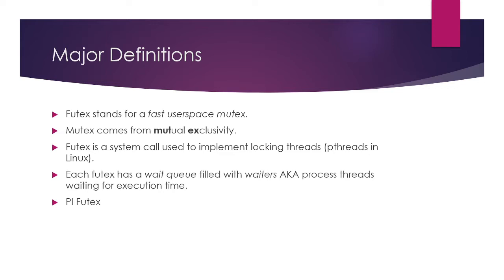And each Futex therefore has a wait queue, which is filled with waiters, aka process threads that are waiting for execution time. And there is a variety of Futex called the PI Futex, Priority Inheritance Futex, which makes the wait queue operate more like a priority queue, where threads of higher priority execute before threads of lower priority.